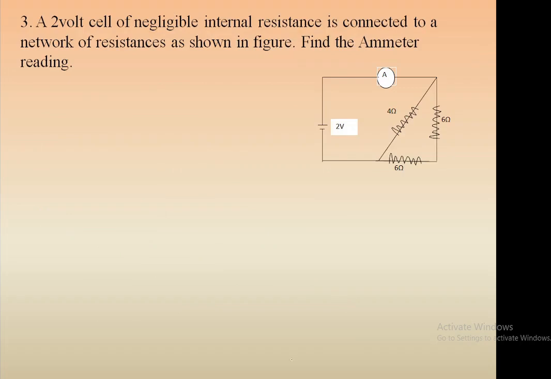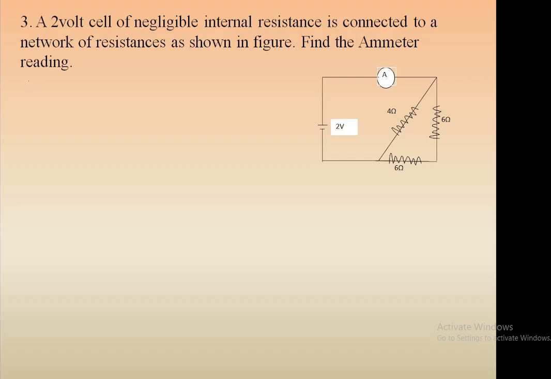Here we have a figure. A 2 volt cell of negligible internal resistance is connected to a network of resistances as shown in the figure. Find the ammeter reading. Here the combination consists of 6 ohm and 6 ohm in series, and that combination is connected to the 4 ohm in parallel.